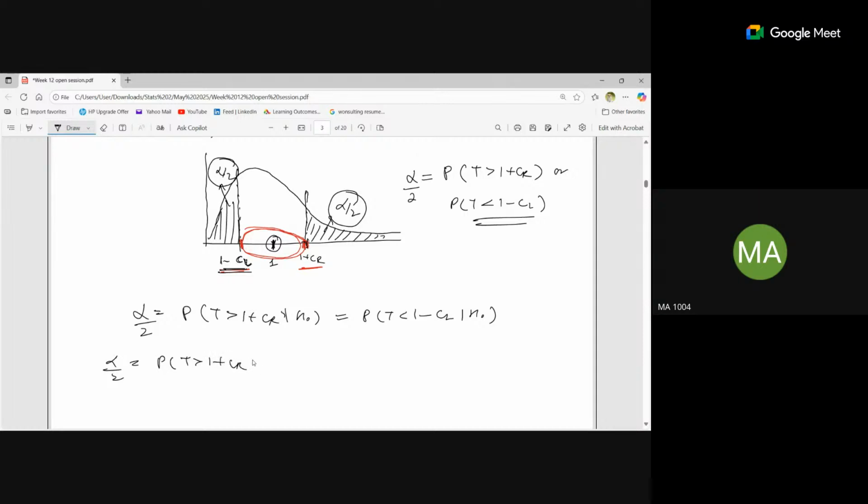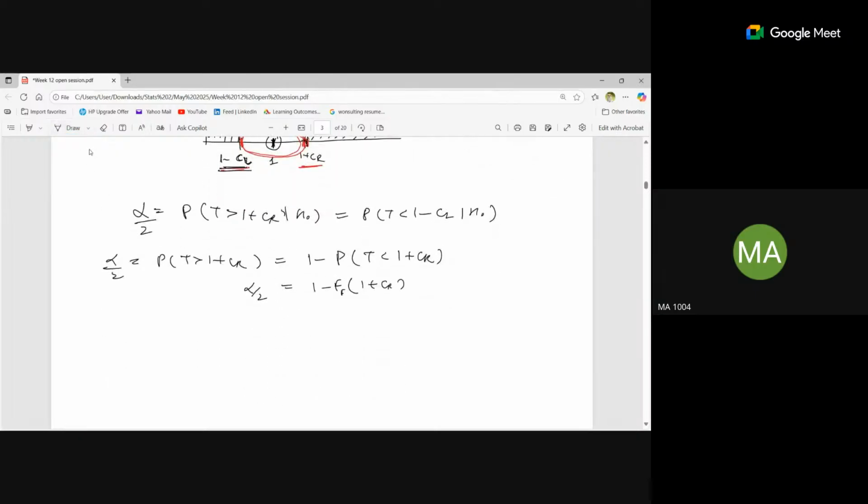Now I can write this as 1 minus the probability of t less than 1 plus CR, right? Now I can write this as 1 minus F of 1 plus CR. Now this is the F distribution, right? So this will be alpha by 2. Now you have to calculate. So I would be calculating the value of 1 plus CR. So 1 plus CR would be what? F inverse of 1 minus alpha by 2.